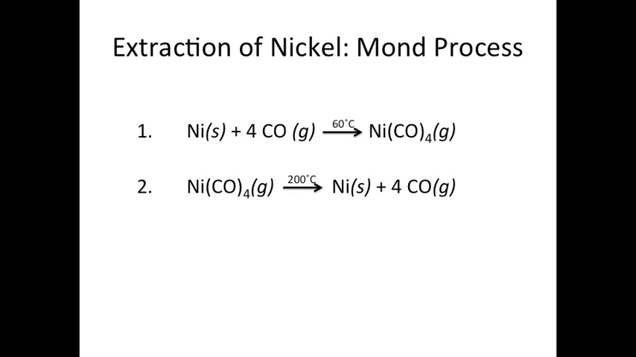In the first step of this reaction, the nickel metal reacts at 60 degrees Celsius with carbon monoxide gas to form tetracarbonyl nickel, a colorless yet toxic gas. In the second step, heating this gas to 200 degrees Celsius shifts the equilibrium in the opposite direction, resulting in 99.95% pure nickel.